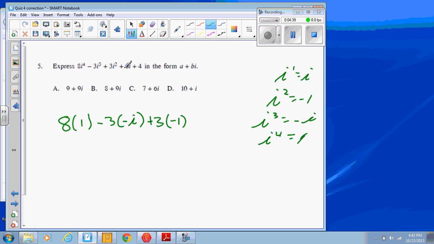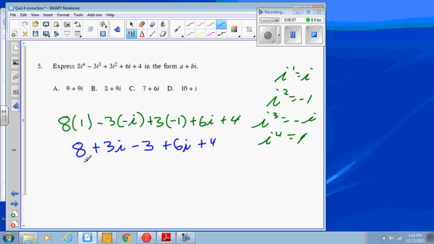And then 6i, I can write that as 6i, and then plus 4. And then I simplify this. This becomes 8. A negative times a negative is positive, plus 3i. And this is going to be minus 3 plus 6i and then plus 4. So now I look at this and I combine like terms.